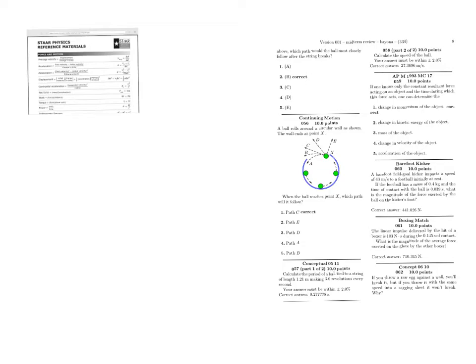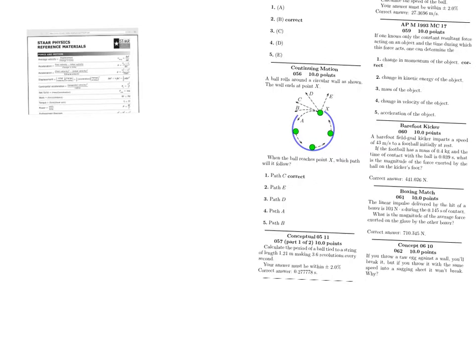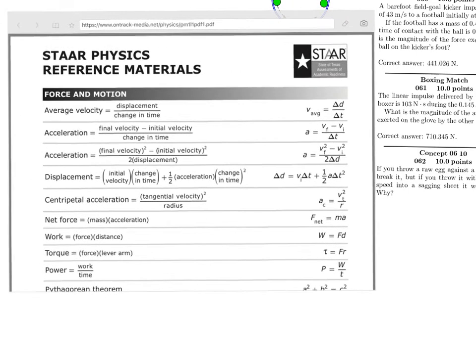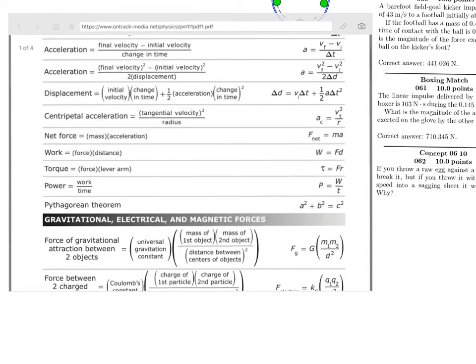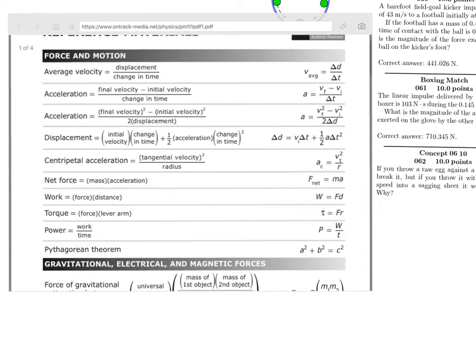All right, I'm going on to 57. Calculate the period of a ball tied to a string. You need to write this on your formula chart because the period is not on your formula chart. If you look here, you have centripetal acceleration, which you could plug into force centripetal, but you're not given a way to figure out tangential velocity. So write this on your formula chart in this line right here so you have it for the test.